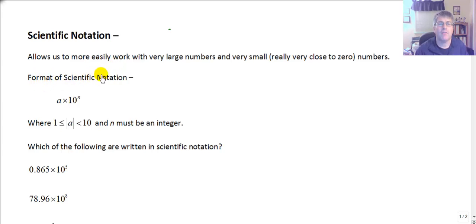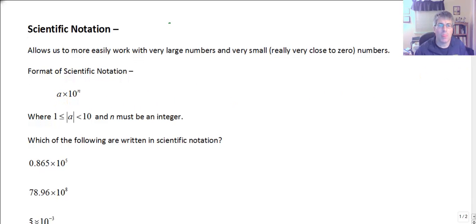The format of scientific notation is A, not necessarily some integer, but some number, times 10 to the nth power. And the nth power must be an integer. But the absolute value of A is some number between 1 and 10. It can be exactly 1, but it can't be 10. You know, that 9.9999999. And A can be both positive and negative.